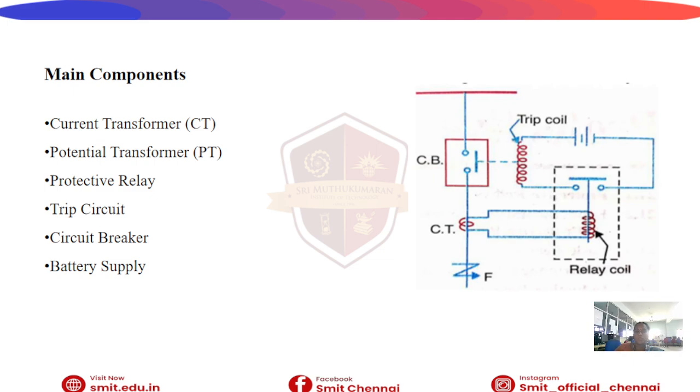Then protection system components. The main components included in the system are CT, that means current transformer, PT, potential transformer, protective relay, trip circuit, circuit breaker, and battery supply.